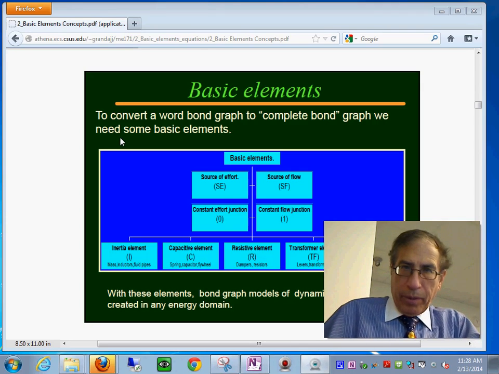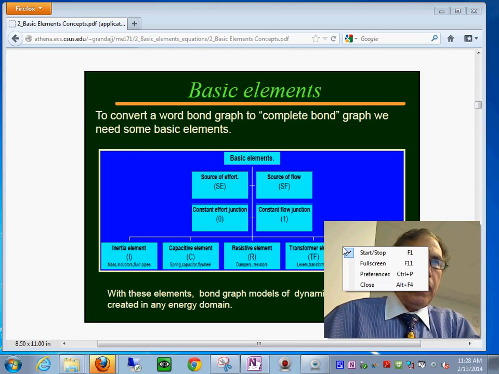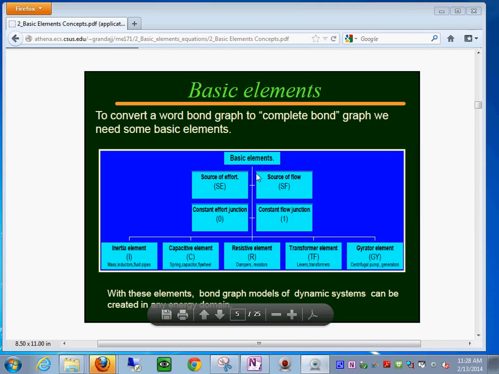We are going to make this new video about the 9 elements that we need to model using bond graph technology. So in the chart that you see in here, you can see these 9 elements. We need two sources: a source of effort and a source of flow. Let's say we need two connections.